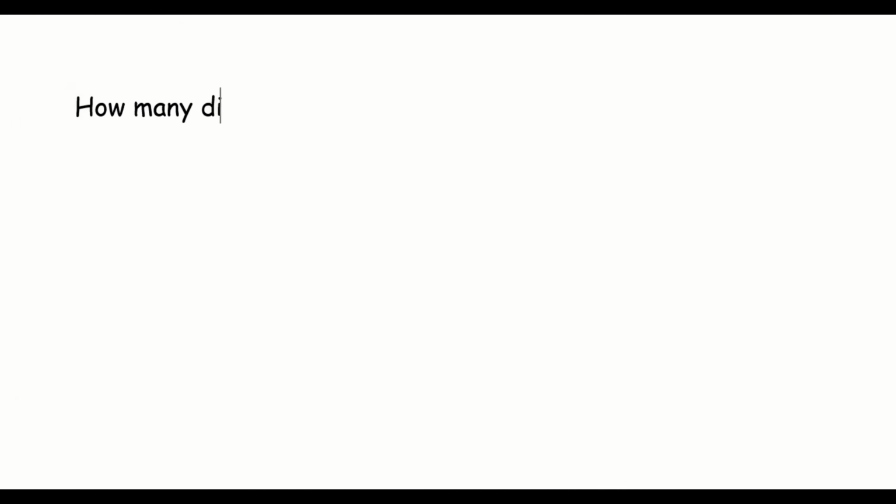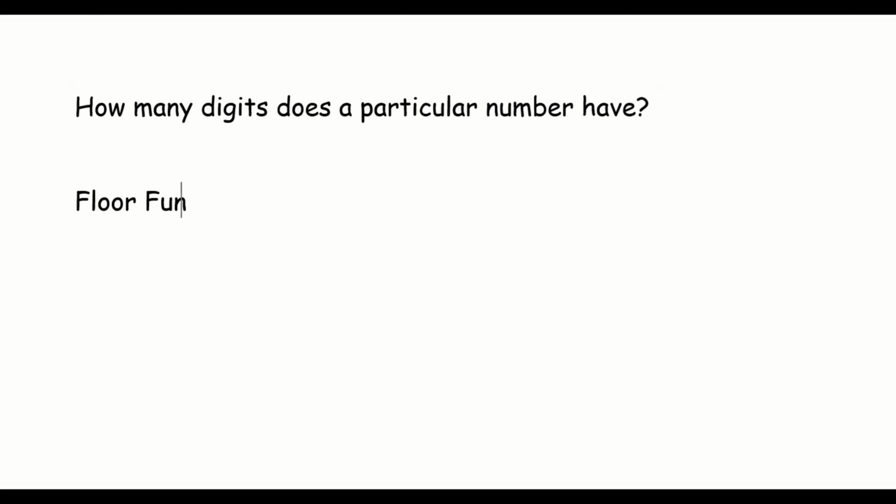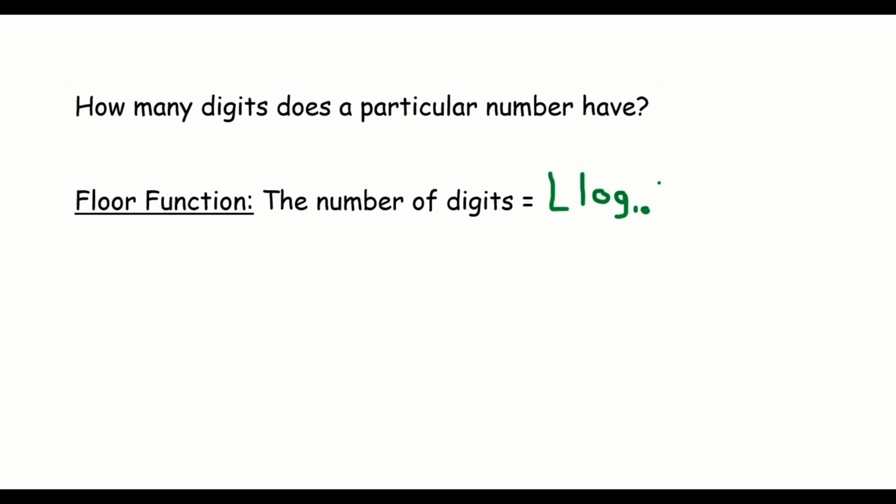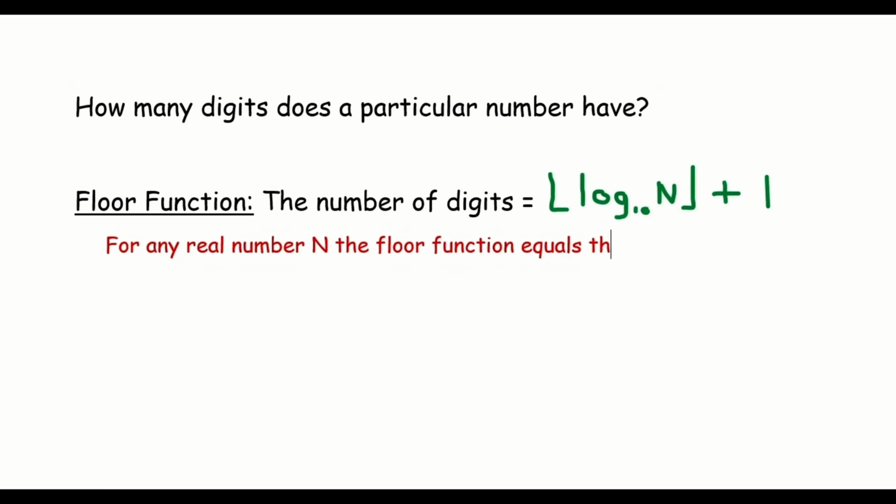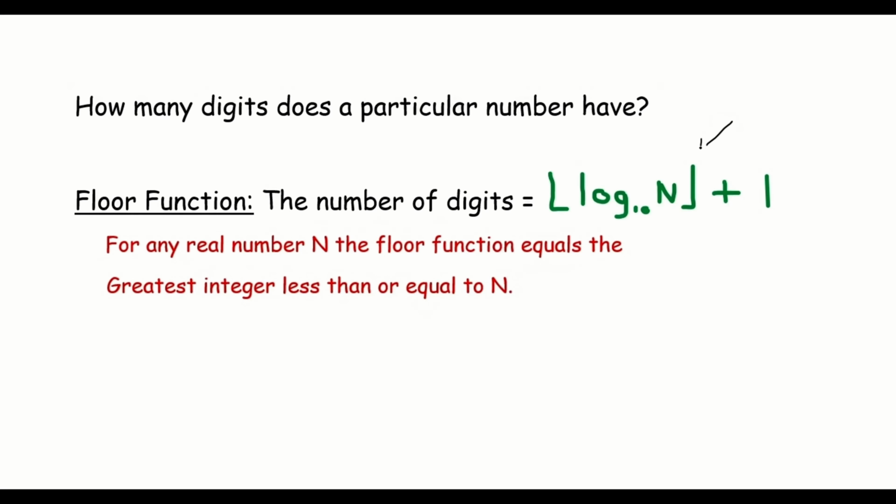The first thing we need to figure out is how many digits any particular number has. In order to do this, we'll use a floor function. The particular floor function I have in mind is the number of digits is equal to the floor of log of n to the base 10, plus 1. Now, what is this function actually doing? With this function, we can input a real number, let's call it n, and it returns an integer that is less than or equal to n. Those brackets around the log of n to the base 10 simply mean that we're going to take the log of the number and round it down.